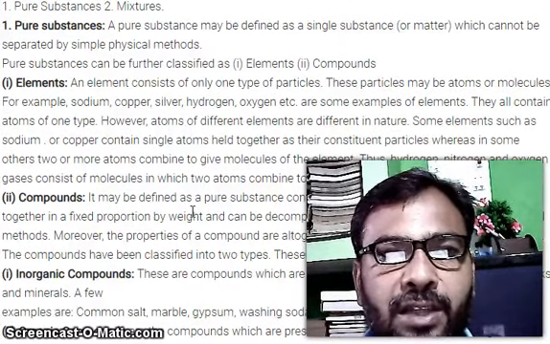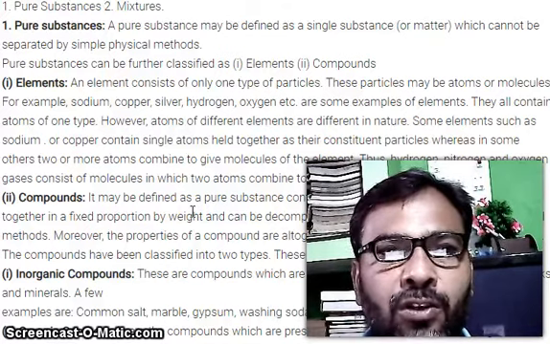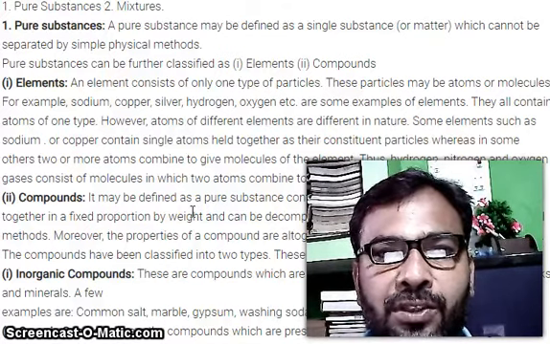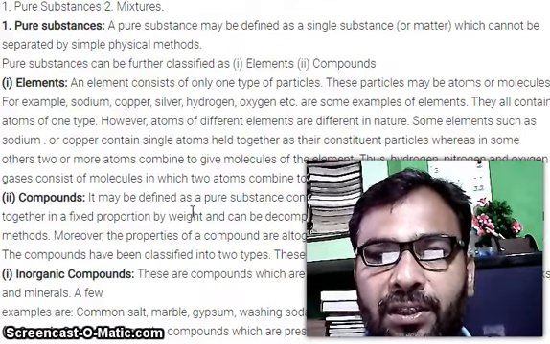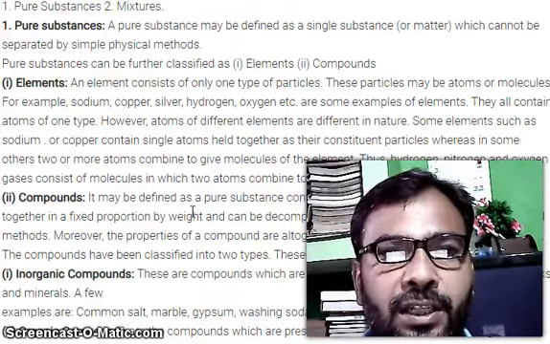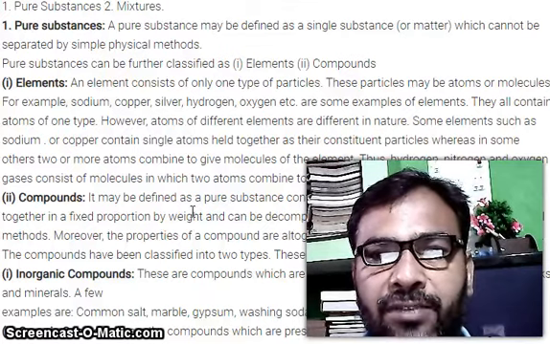What are elements? An element consists of only one type of particles. These particles may be atoms or molecules. For example, sodium, copper, silver, hydrogen, oxygen are some examples of elements. They all contain atoms of one type. However, atoms of different elements are different in nature.